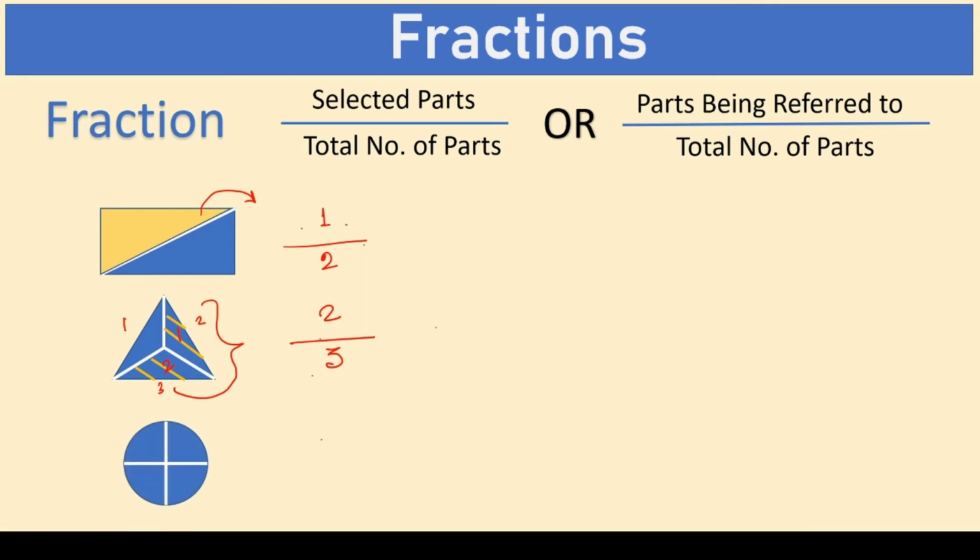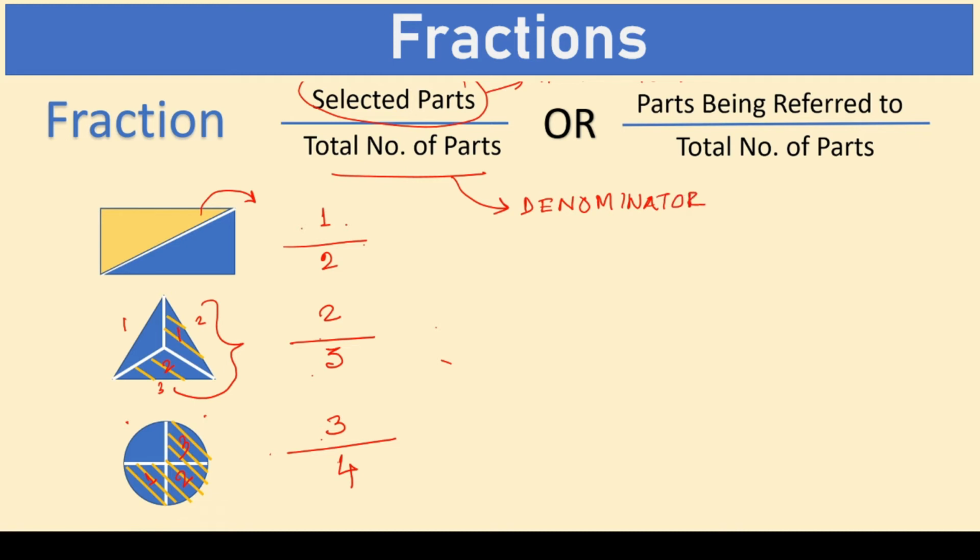Similarly, if we have a circle divided in 4 equal parts and if we shade 1, 2, 3 portions of it, so this fraction becomes 3 by 4 because there are 3 selected parts out of 4, which is the total number of parts here. So this is a fraction with the top number here called the numerator and the bottom number here is called the denominator. So with these concepts, we can now look at some questions and how we can apply fractions.